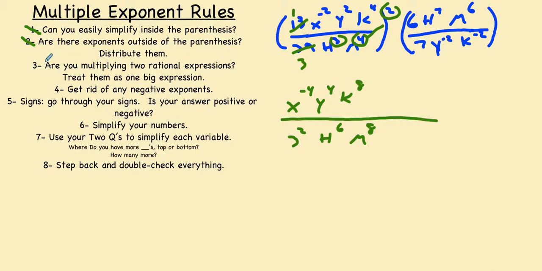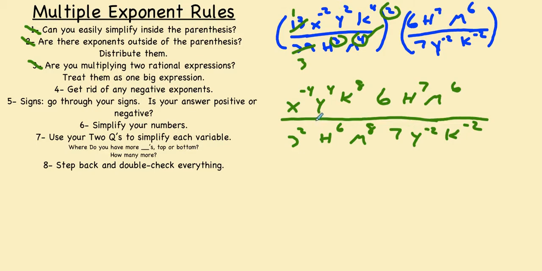So now I've got everything outside the parentheses done. So am I multiplying things? I definitely am. There's another fraction here that's going to be multiplied. So I'm just going to make that all one big fraction here. Throw that there. My m to the 6th, my 7, my y to the negative 2, and a k to the negative 2.